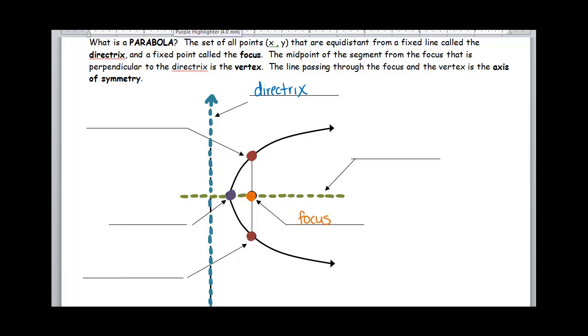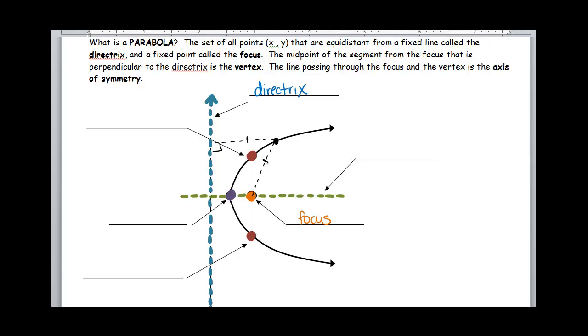Now, like we said, every single point on this parabola is going to be the same distance away from both the directrix and the focus. So what that means is if I take some point on the parabola and I think about the shortest distance to the directrix, which is a perpendicular line, and then the shortest distance to the focus, these two lengths should be the same.